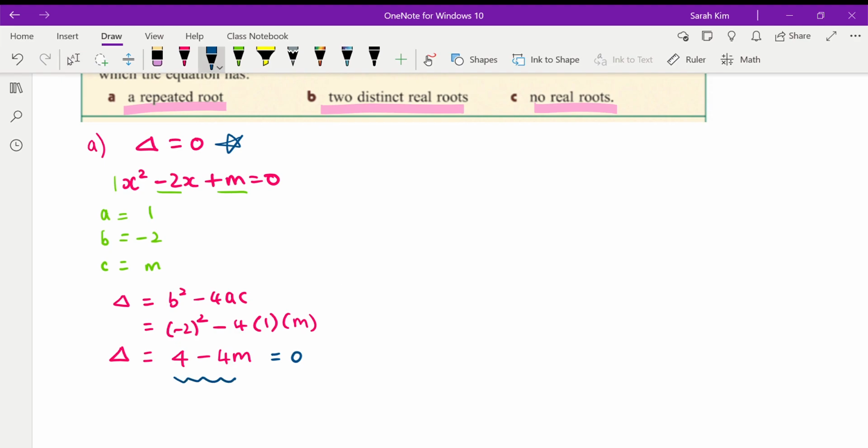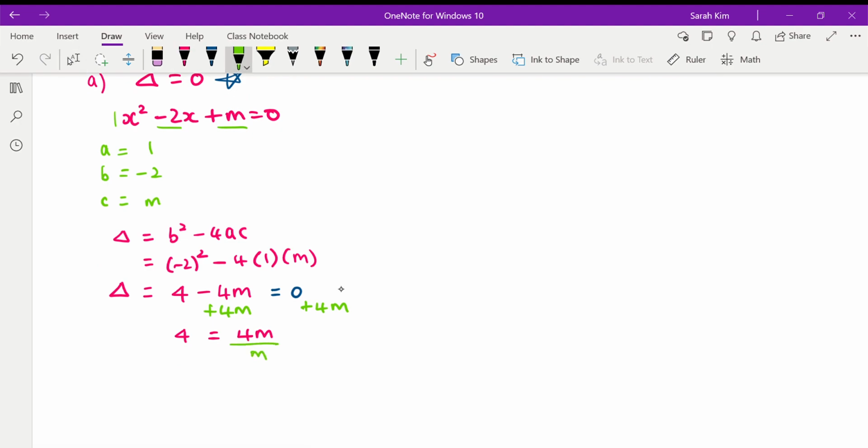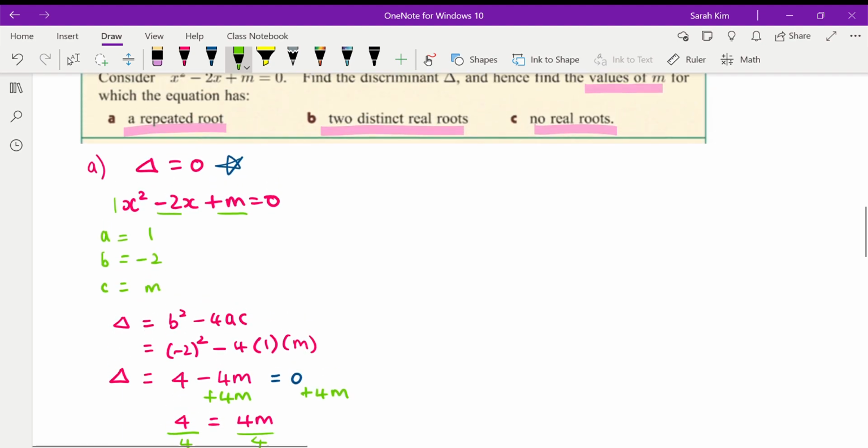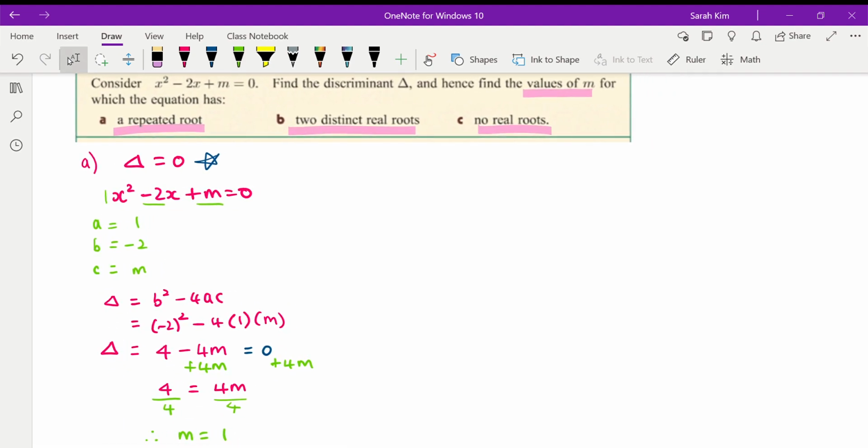So I want to find the values of m where it gives me a repeated root, which is when the discriminant equals 0. So all I have to do now is rearrange to find my value for m. I'm going to add 4m to both sides to make my life easier. So I get 4 equals 4m, and I want m by itself, so I divide by 4. Therefore m equals 1. So this is saying when m equals 1, this is going to give me a repeated root. Okay, so I've figured out my answer.